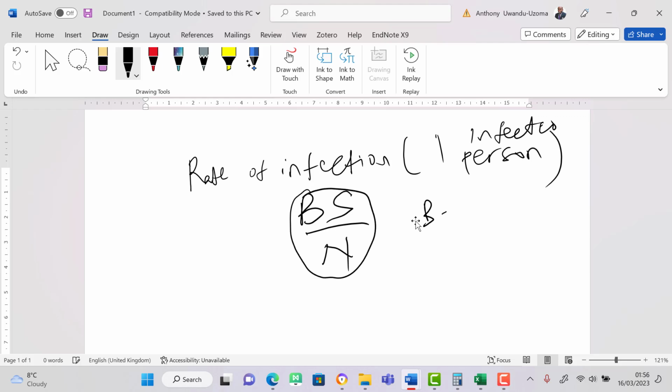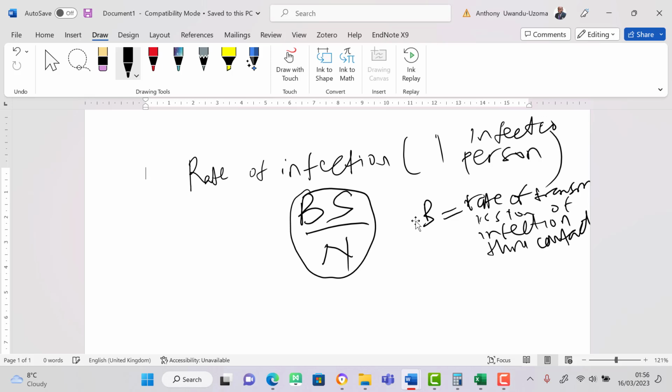So now, our B is what? The rate of transmission of infection through contact. That is what our B means, the contact rate. The index case is the first person that got the disease, and the rate at which he transmits it is given by the letter B.